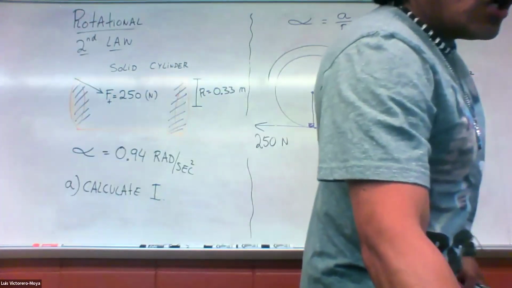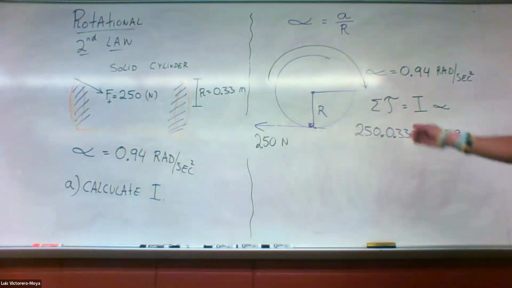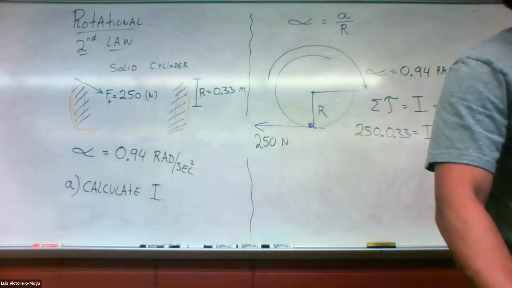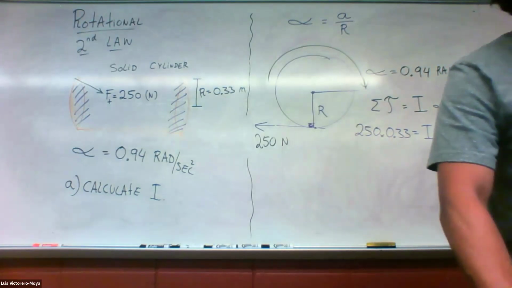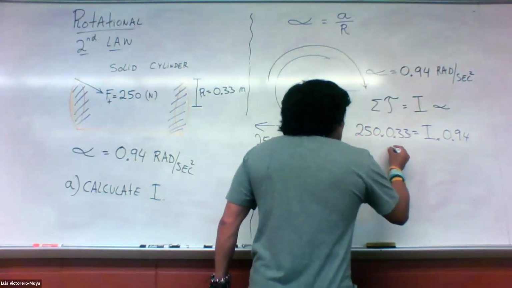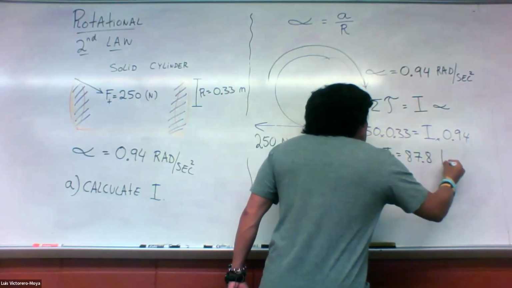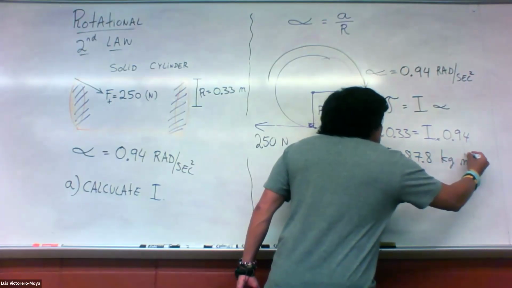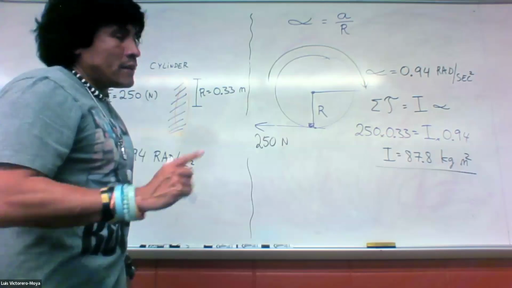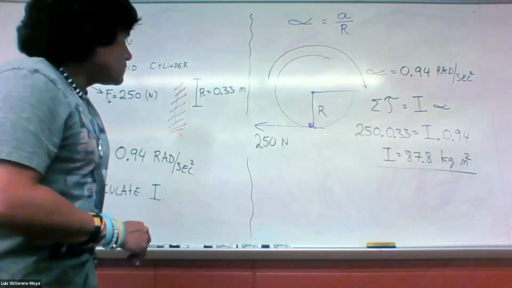And you find your moment of inertia. So 250 times 0.33 divided by 0.94 is 87.8. Your I is 87.8 kilogram meter squared. It's a scalar quantity, by the way. The moment of inertia is a scalar quantity, like the mass. Questions about this?